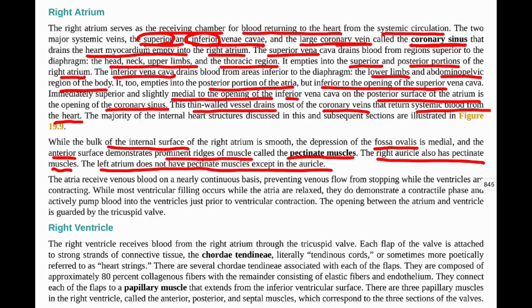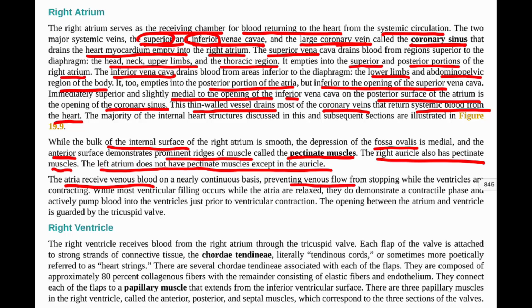So the atria receive venous blood on a nearly continuous basis. The blood is just pouring into our atria, preventing venous flow from stopping while the ventricles are contracting. So we don't want our blood to be pooling up in our limbs, for example. So we constantly have blood pouring into our atria coming from our body.